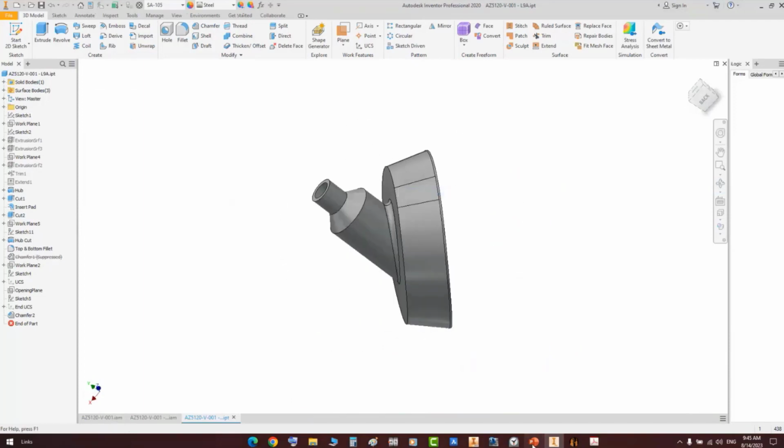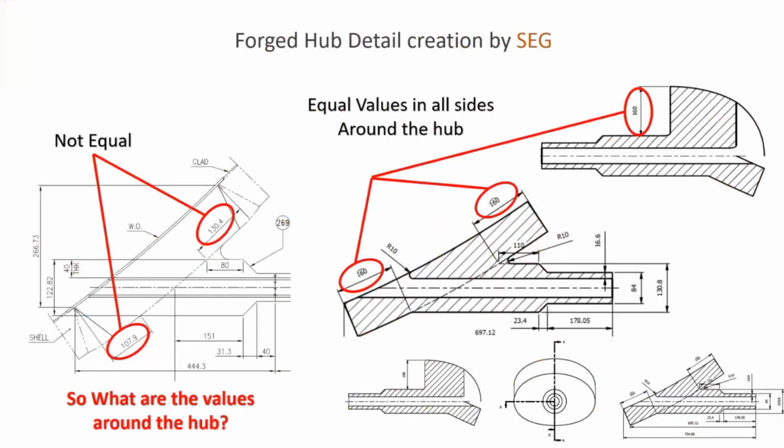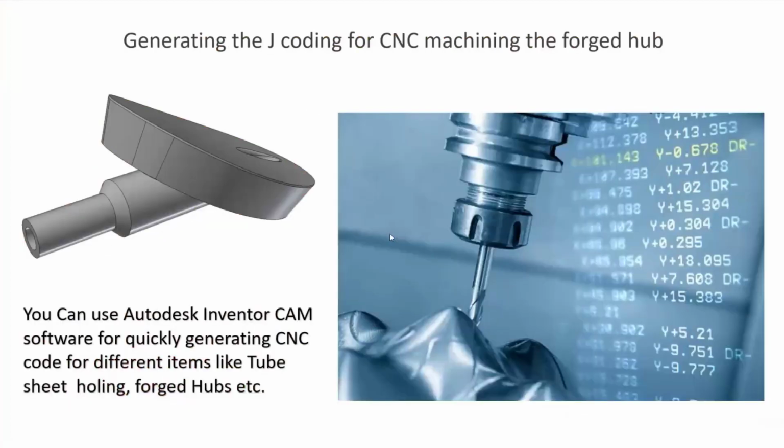Okay, and here, by using this forged hub 3D, you can generate a G-code which is used to generate the machining on CNC machines. So by using a CAM software like Autodesk Inventor CAM, you can generate the G-code which suits the CNC machines to fabricate this item.